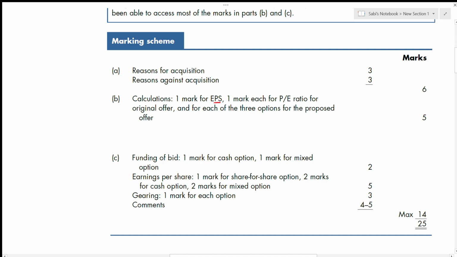There are 3 options. One is purely cash, one is purely shares, and the other one is a mix of share and cash. So now they are saying 1 mark for cash option, 1 mark for mixed option, that is share and cash. But why not share option? Why not 1 mark for share option, like fully share? That is because it is common sense.